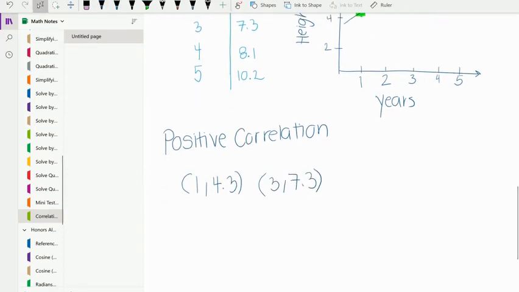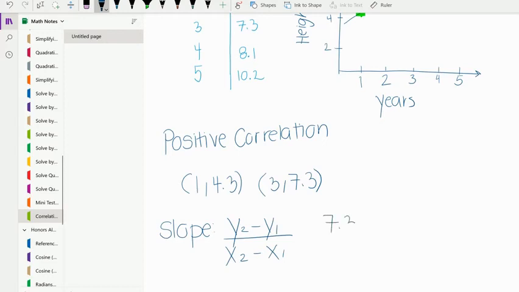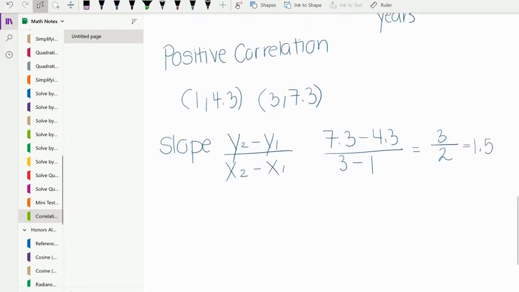This is a review from the very beginning of the year. So we want to find the slope, which is y2 minus y1 over x2 minus x1. So that would be 7.3 minus 4.3 over 3 minus 1. 7.3 minus 4.3 would be just 3, and 3 minus 1 is 2, so 3/2, or we could just say 1.5. All right, so that is the slope.